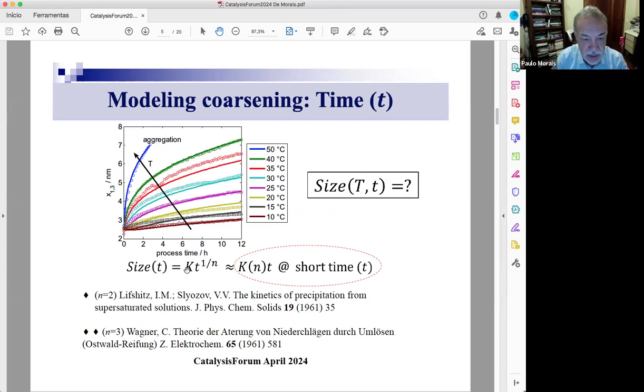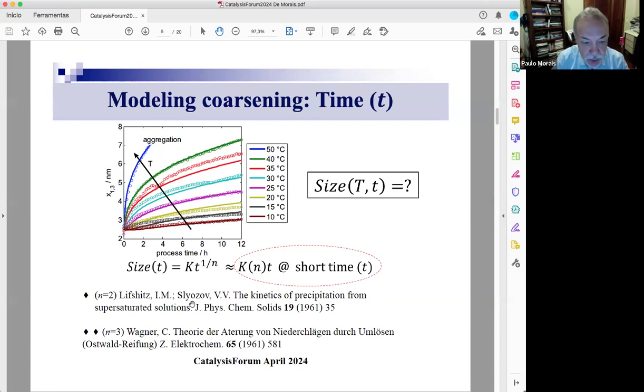So the size depends on time, and the size scales with time as t exponent 1 over n. So, of course, if you expand this expression, you see that in a very short time, the size dependence with time is actually a linear term here. This is a very important point when I'm going to talk about the temperature dependence on size.